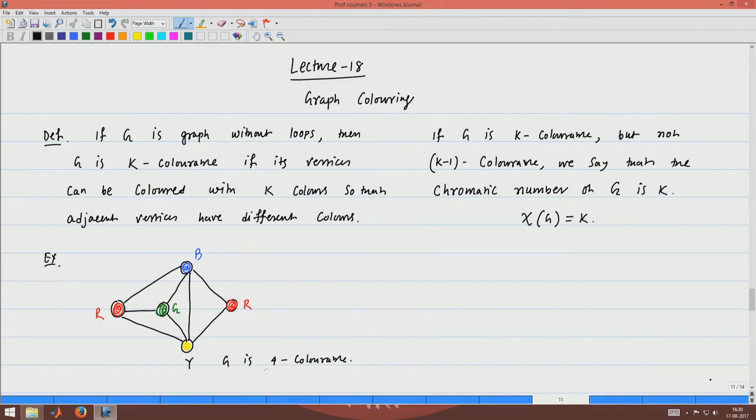So, the question is, I said that whether this graph can be colored with 3 colors. If it is not possible, you need minimum 4 colors, then the chromatic number of the graph will be 4 only. And you can check that the chromatic number of this small graph, chi of G, is indeed 4. You can't color this graph with 3 colors.